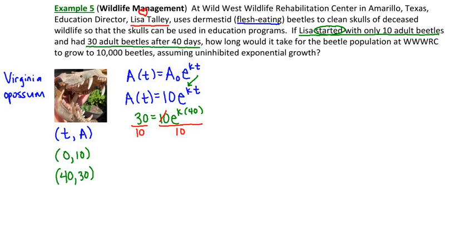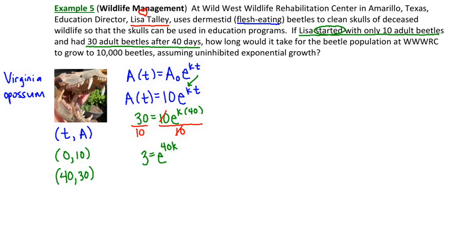We want to isolate that exponential expression in order to solve. So we have 3 equals e to the 40k. Notice we have an exponential equation for which we cannot get like bases. There's no common base between 3 and e, our natural base with the approximate value of 2.718. So to solve this equation, we're going to convert it into logarithmic form.